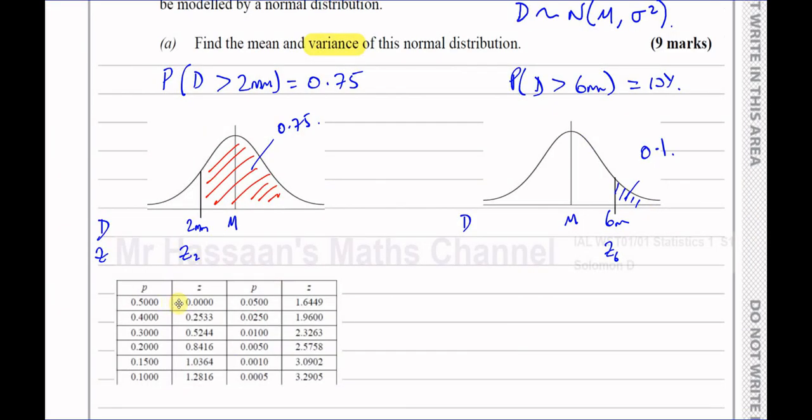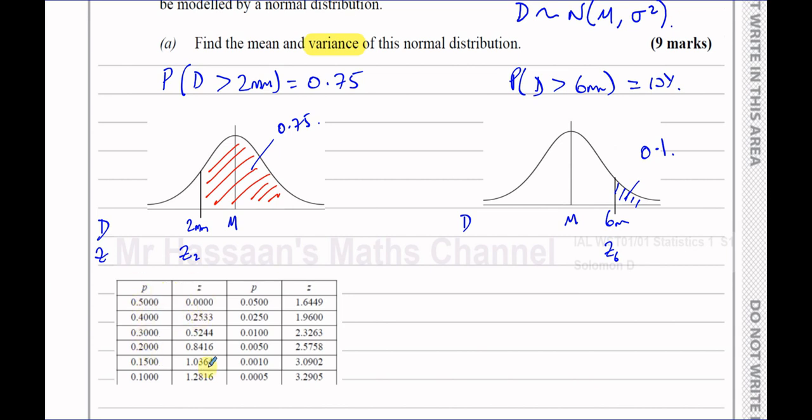So first of all, I'm going to look at the small table on the top of the formula sheet. Now this table, the first column is the probability or the area, and the Z value here is the area to the right of that Z value. In the top table, the probabilities are on the first column and the Z values are on the second column, and the probabilities are to the right of those Z values.